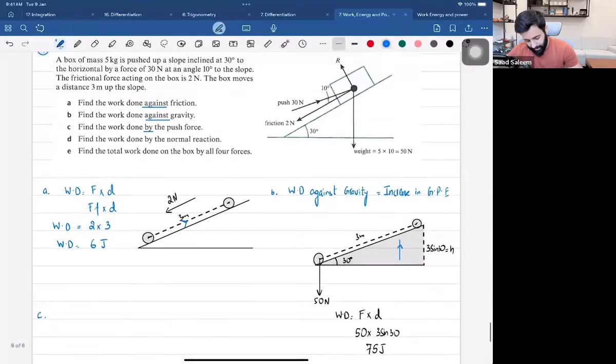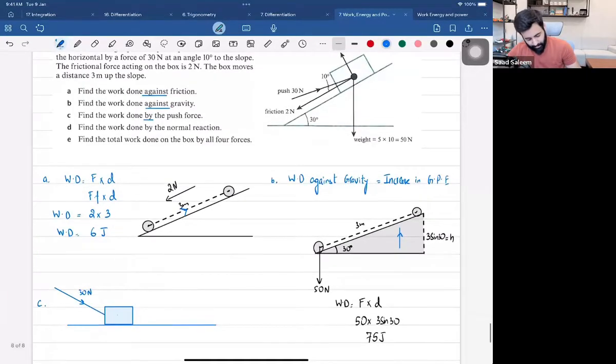Now let's do part C. Part C says find the work done by the push force. Now, be a little careful over here. Can I say that the work done by the push force is 30 multiplied by 3? Can I say that? Yes or no? Why not? Considering that the push force is acting like this, this is the 30 Newton force. No, not because of friction. We can't say that. It's some other reason.